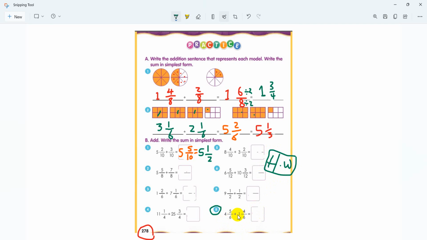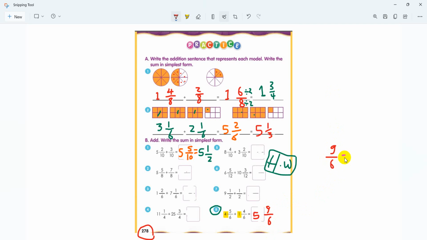4 and 5 over 6 plus 1 and 4 over 6. Like we learned before, we add the whole numbers first. We add the 1 and the 4. 1 plus 4 is very easy, 5. You write the 5. Then we add 5 sixths plus 4 sixths equals 9 over 6. But 9 over 6 is more than 1 whole. 9 over 6, it's 9 sixths.